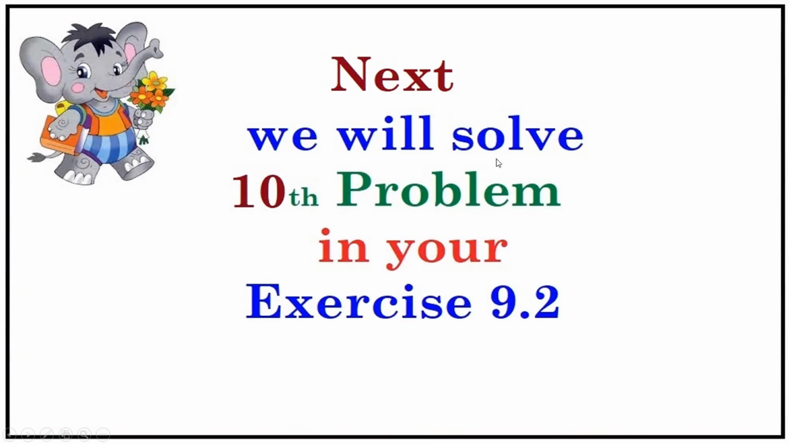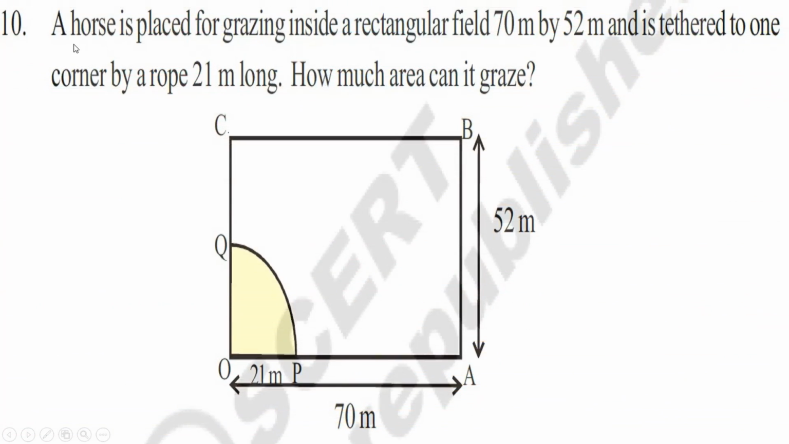Now next we will solve 10th problem in our exercise 9.2. A horse is placed for grazing inside a rectangular field 70 meters by 52 meters and is tethered to one corner by a rope 21 meters long. How much area can it graze?